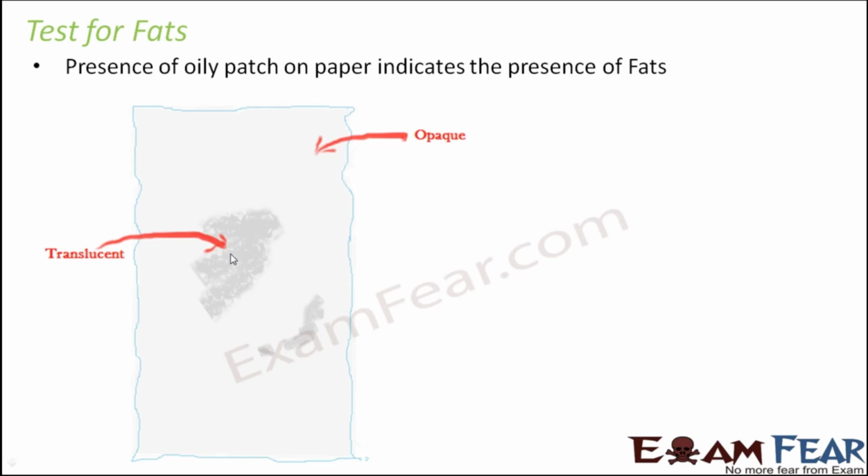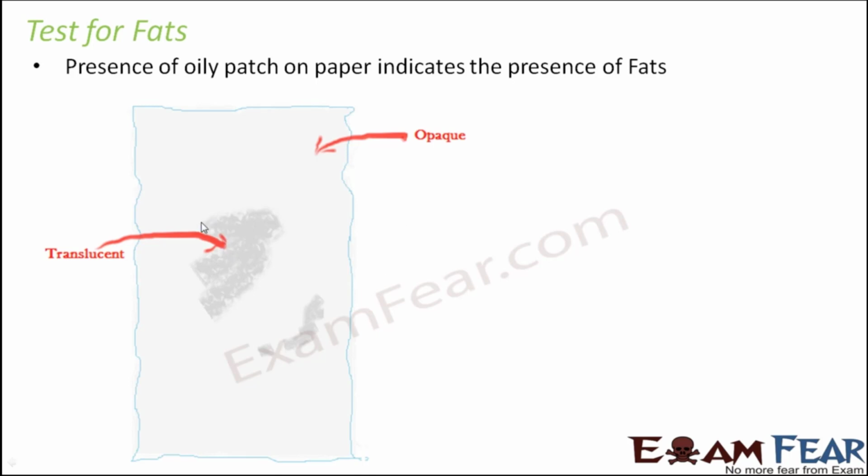For example, a glass window. Even when the glass window is closed, you are able to see everything very clearly which is there on the other side. That's because the glass window is transparent. Similarly, for translucent, you cannot completely see what is there on the other side, but partially you can see.